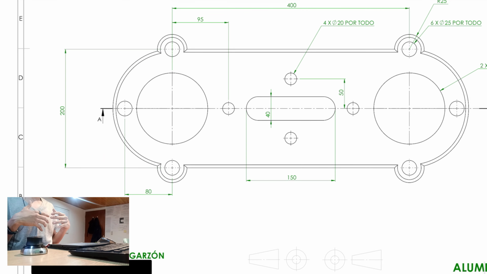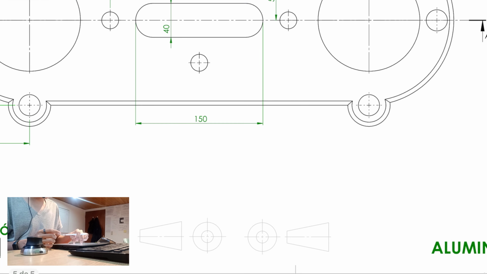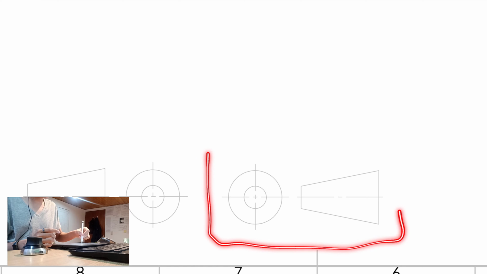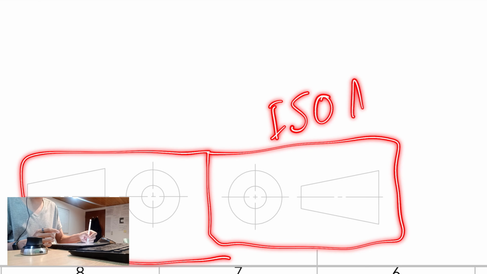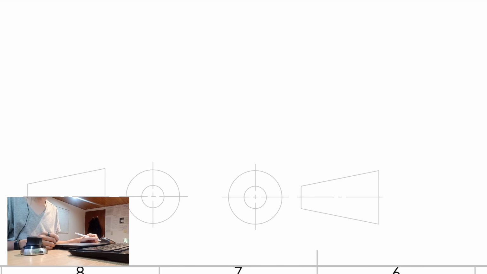you have to take into consideration some different aspects regarding the normativity that you are using. For example, these two graphical representations mean either ISO A or ISO E. You can use either this one or this one, but you cannot use both in the same engineering draw because that is a mistake.